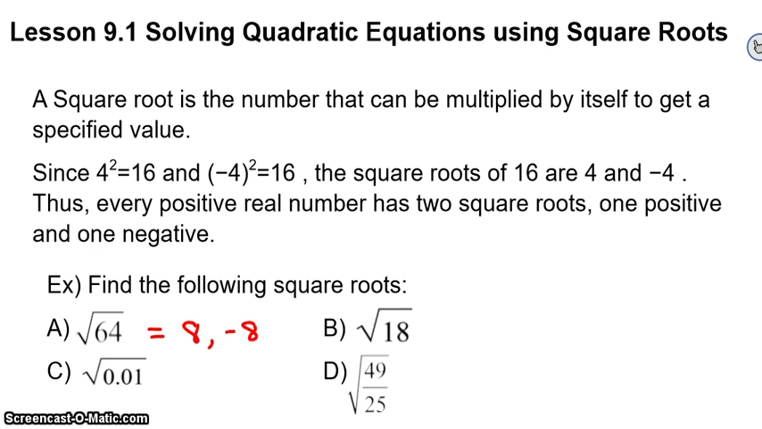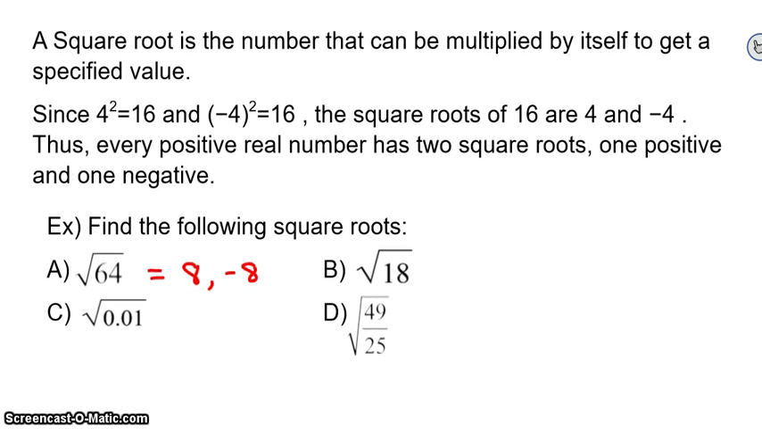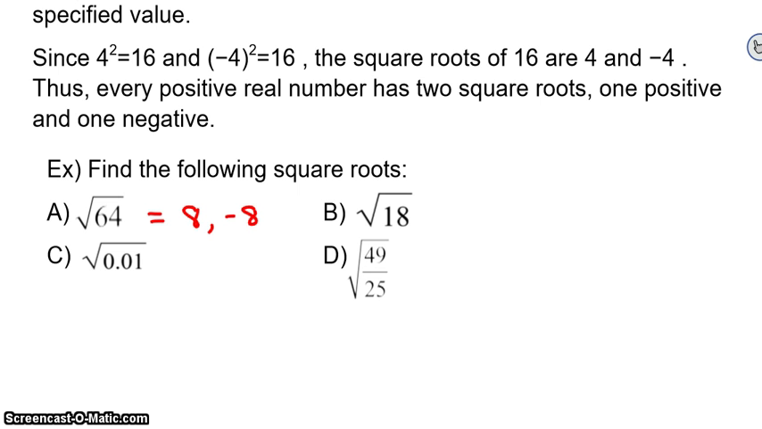A square root is the number that can be multiplied by itself to get a specified value. For example, the square root of 16 is 4, because when you multiply 4 times 4, you get 16. Since 4 squared is 16, and negative 4 squared is 16, the square root of 16 actually has two roots, 4 and negative 4. Every positive real number has two square roots, one positive and one negative. So in part A, you can see that the square root of 64 is 8, but also negative 8.